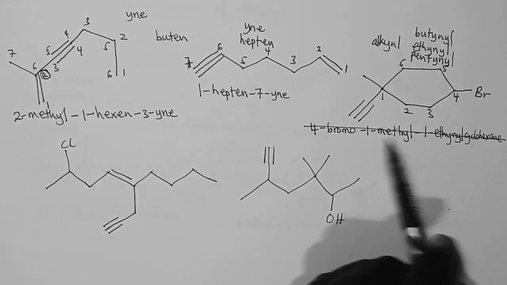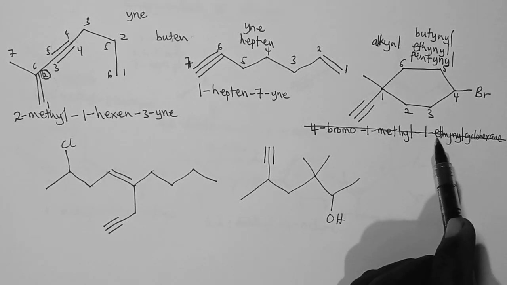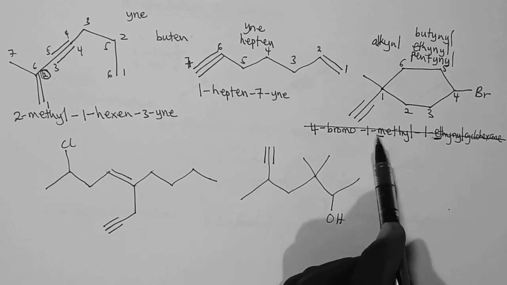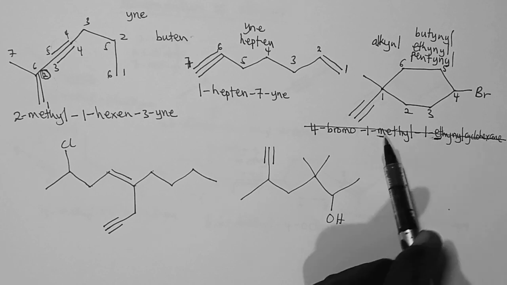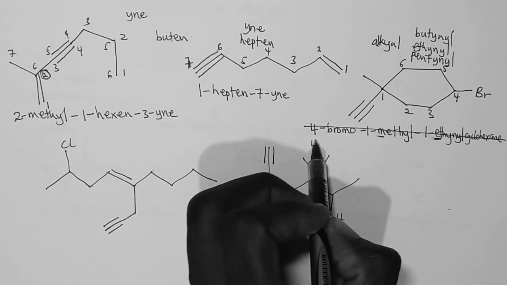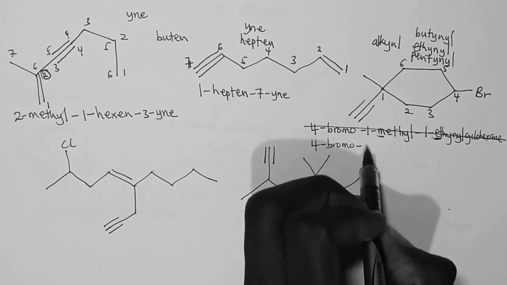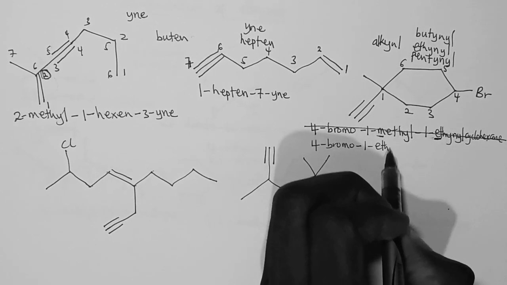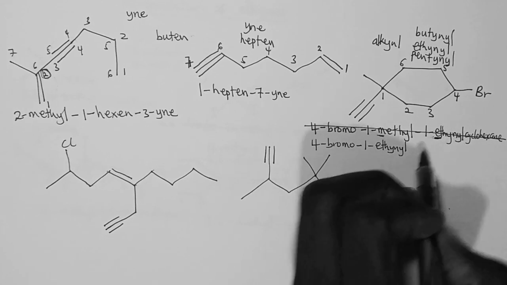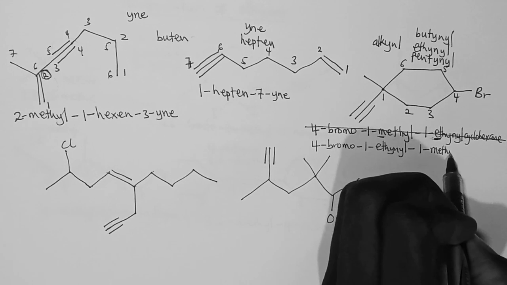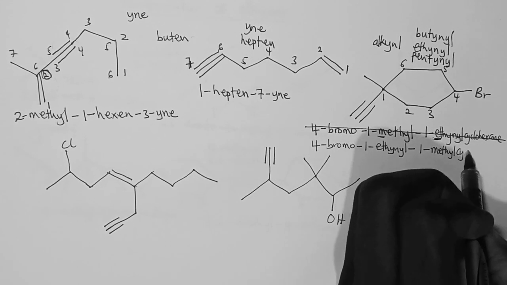Can you figure out what makes this name wrong? It is wrong because you see there is an E here and then there is an M here. Alphabetical order, E comes before M. So it's rather 4-bromo, then 1-ethenyl, and 1-methyl cyclohexane.